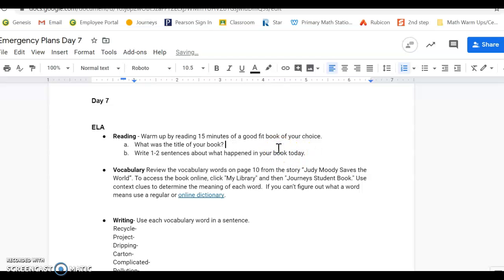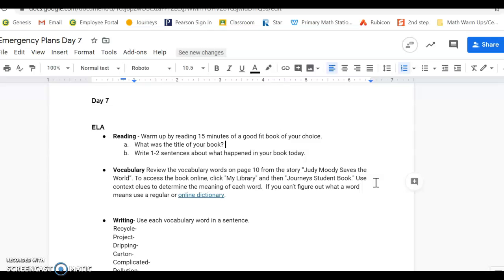Next, we're going to move into vocabulary. Today, we're going to review the vocabulary words on page 10 of your Journeys textbook from the story Judy Moody Saves the World. To access the book online, click My Library and then Journey Student Book. Remember, we're in book 2 on Think Central. You can use context clues to determine the meaning of each word.